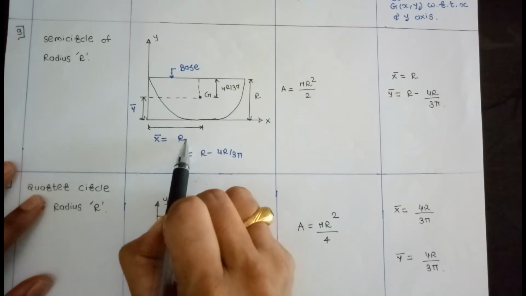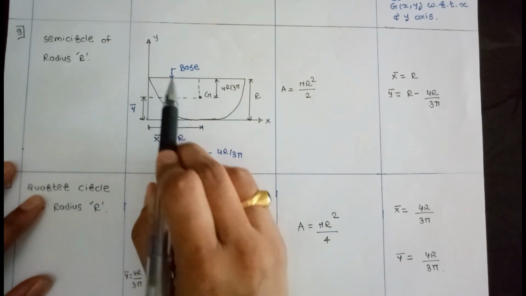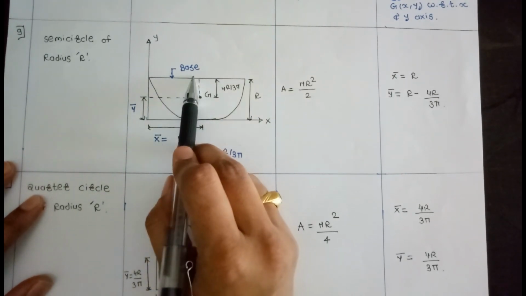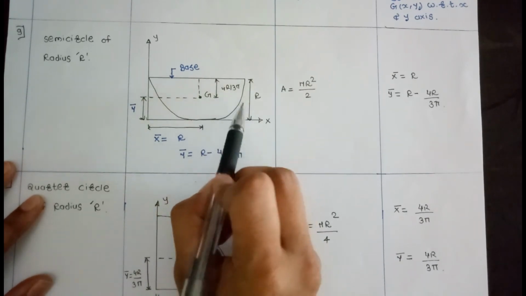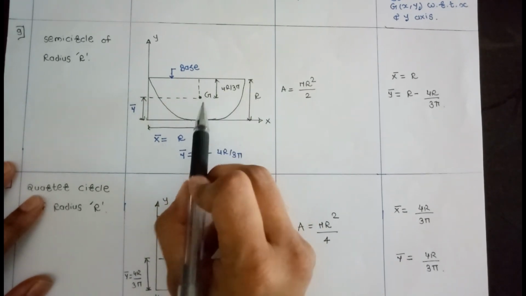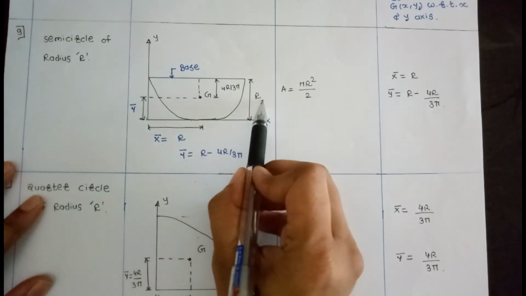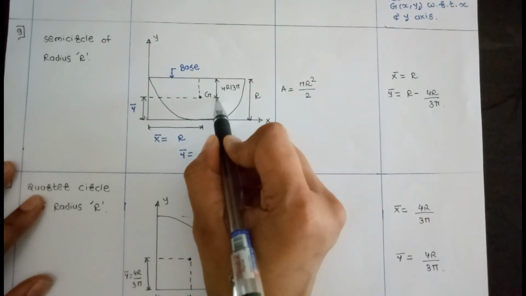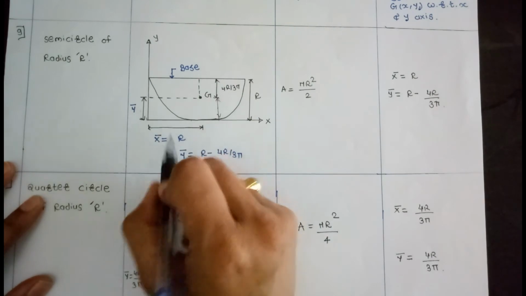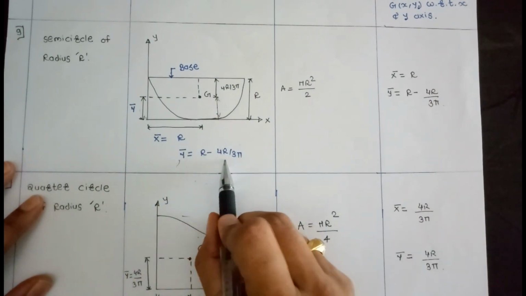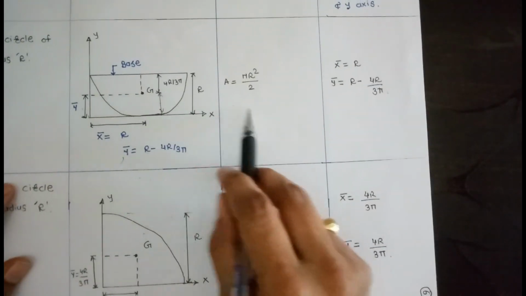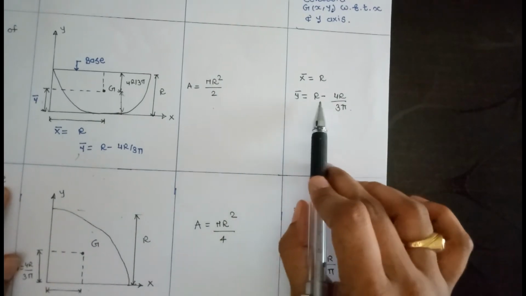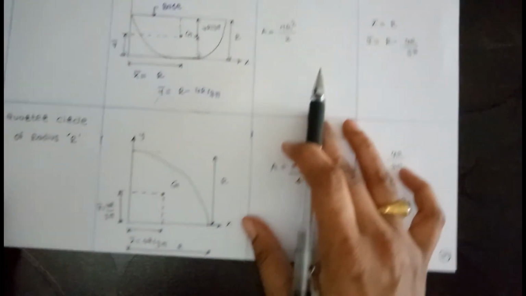Okay, so x bar is equal to r, means this distance is r, and for y bar, the distance from the G point to the base is 4r by 3 pi. Total distance is r. So how to calculate y bar? Y bar is equal to r minus 4r by 3 pi. Then we get this portion. Okay, this is the y bar. Area of semicircle is pi r square by 2, and x bar is equal to r, y bar is equal to r minus 4r by 3 pi.